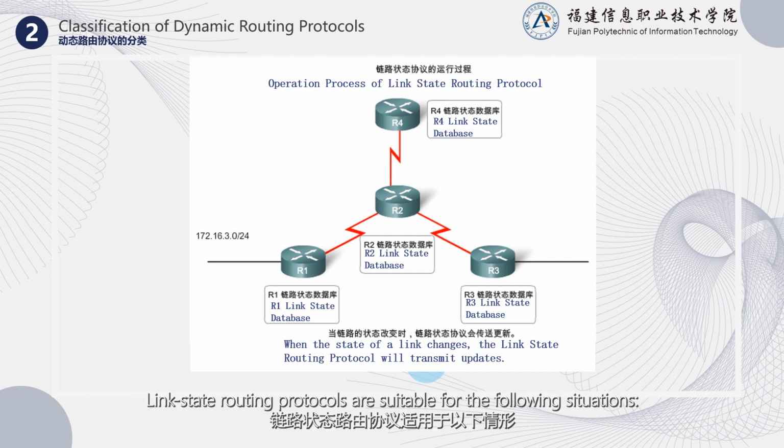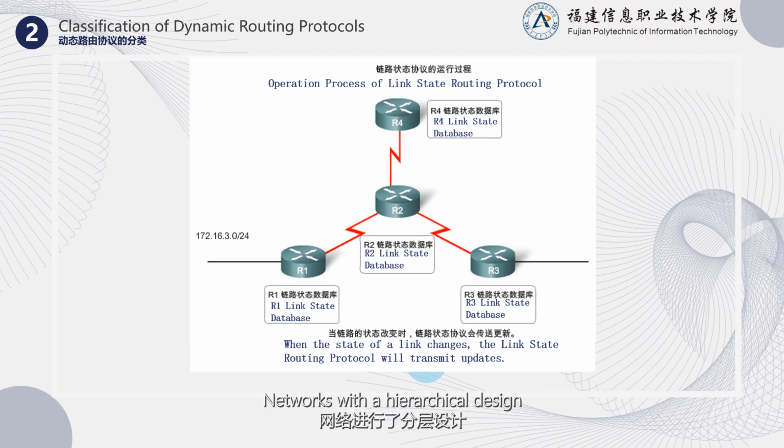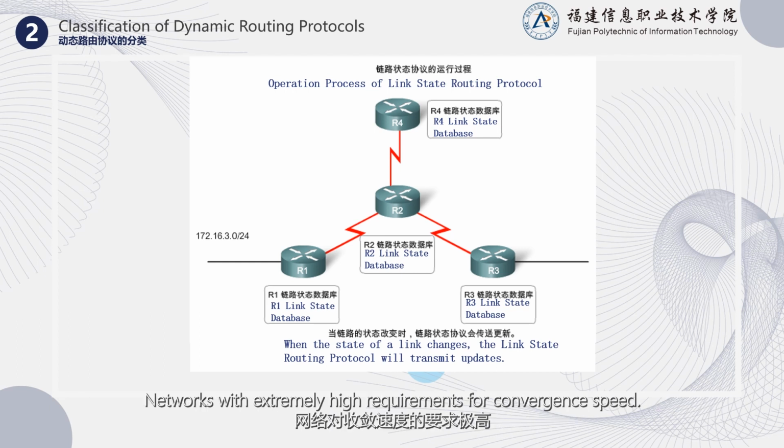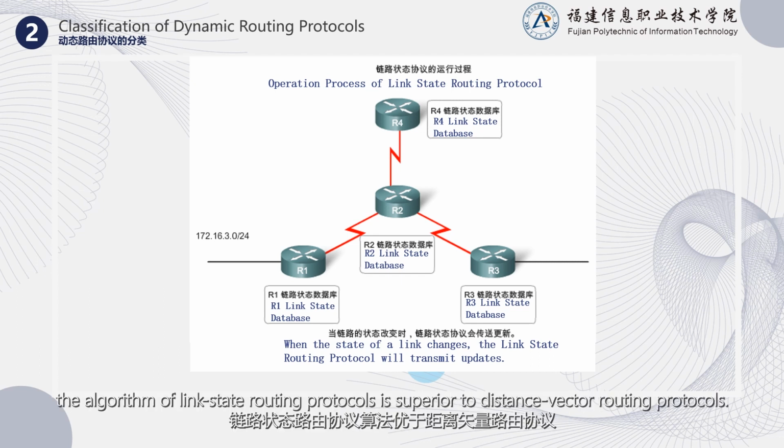Link state routing protocols are suitable for the following situations: networks with a hierarchical design, which is often the case in large-scale networks; administrators are very familiar with the link state routing protocols used in the network; networks with extremely high requirements for convergence speed. In general, the algorithm of link state routing protocols is superior to distance vector routing protocols.